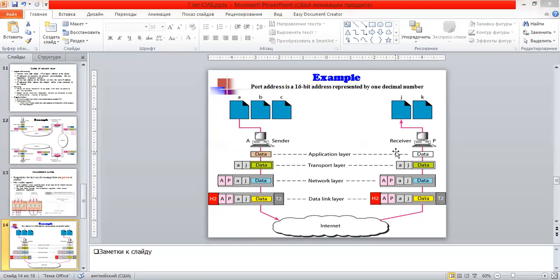Two processes at this time with port addresses J and K. Process A in the sending PC needs to communicate with process G in the receiving personal computer.